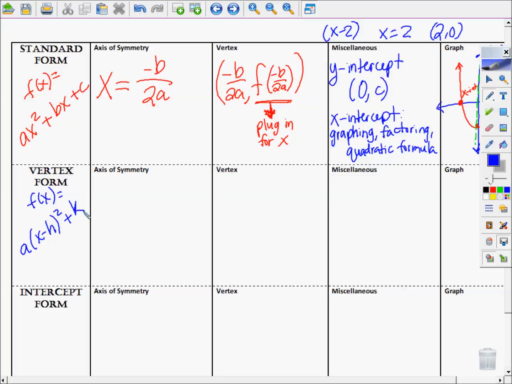All right, from this form, how do I find my axis of symmetry? x equals h. Key thing to remember is that h is what? It's the opposite of the operation, right?